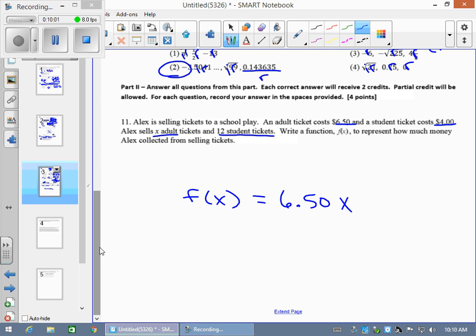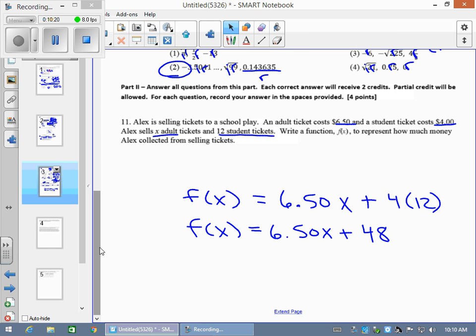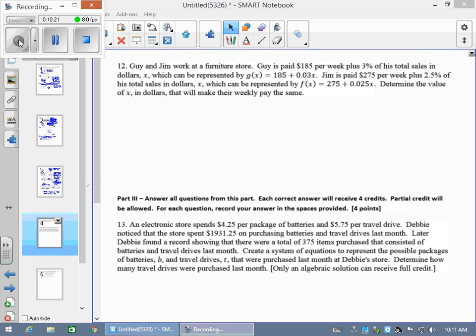Plus, if I know student tickets cost $4 and I sold 12 of them, I know he's collecting that amount of money as well. You could have left your equation like that, or you could have multiplied 4 times 12 to get 48. Either way, it'll be fine. Okay, number 12 is talking about two guys working at a furniture store and talking about their salary.